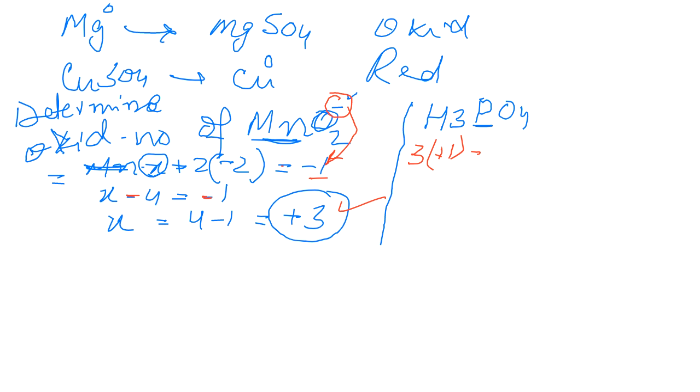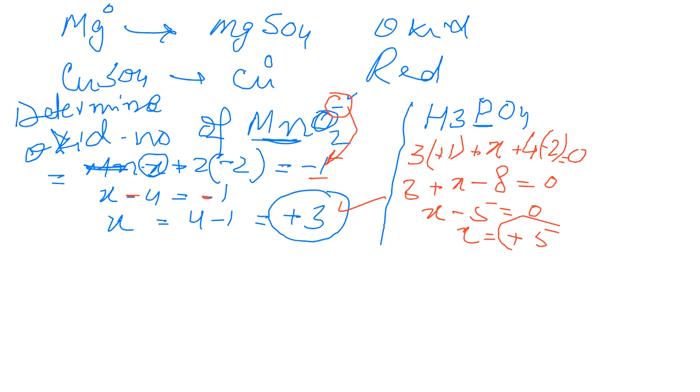Plus x, plus 4 oxygen multiplied by the oxidation number of oxygen, which is -2. That is -8. Is equal to what? Equal to 0, because there is no charge. Now calculate 3 plus x minus 8 equal to 0. And now x minus 5 is equal to 0. X is equal to plus 5. So now the phosphorus oxidation number is plus 5.